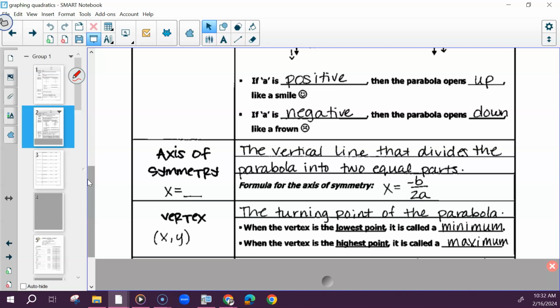And then another new vocab term, vertex. It's going to be an ordered pair, x, y, as we saw on the parabolas that we graphed. This is the turning point of the parabola. Usually it's at the very bottom or the very top. When the vertex is the lowest point, this is called a minimum. And when the vertex is the highest point, it's called a maximum.